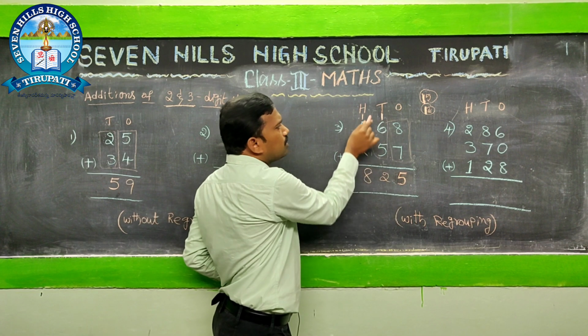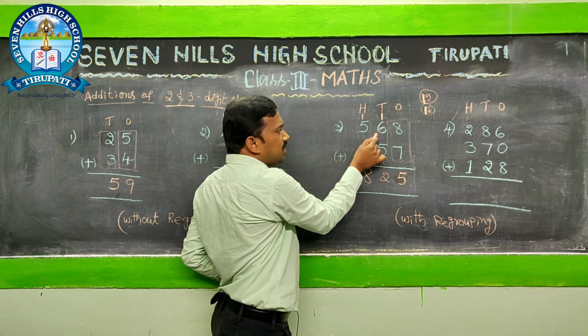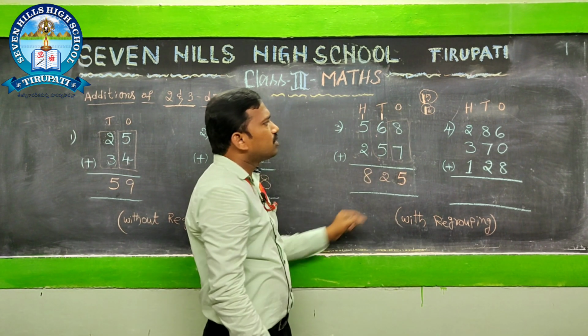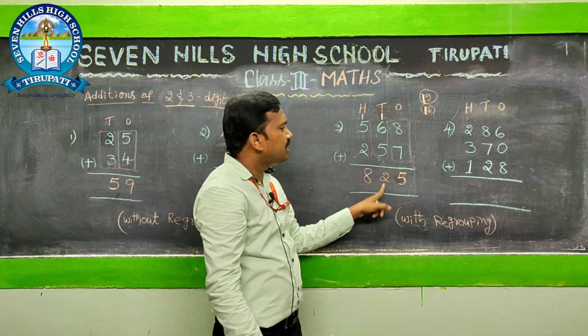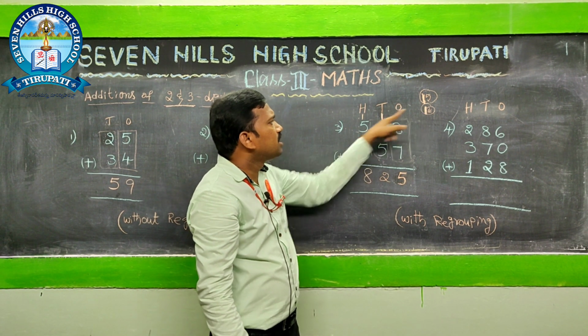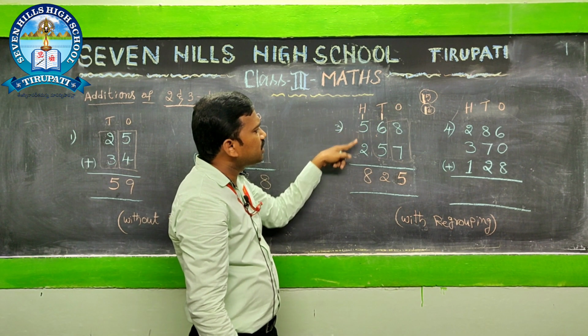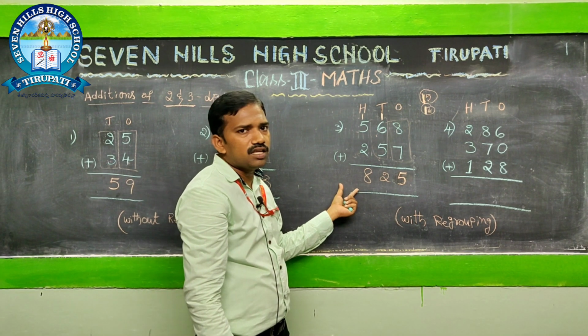And after that 1 plus 6, 7. 7 plus 5, 12. 12 is also a 2-digit number. So write this 2 right here, and the 1 carries over to the hundreds column. So 1 plus 5, 6, 6 plus 2, 8. So this is the answer.